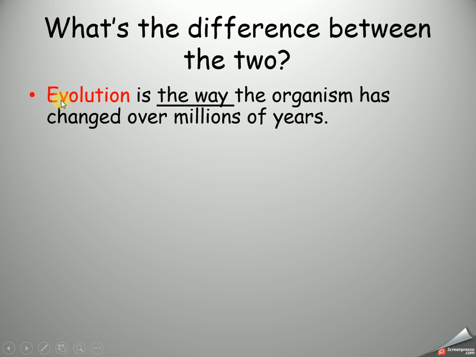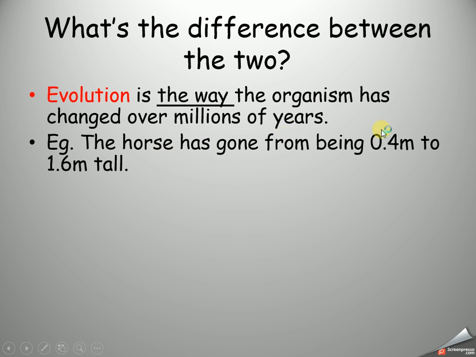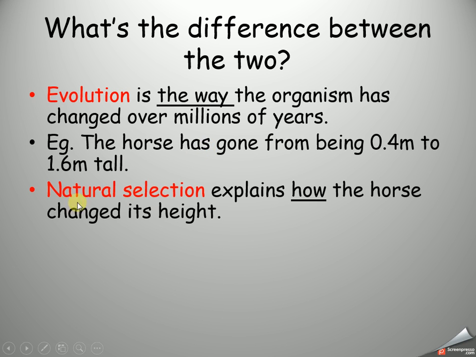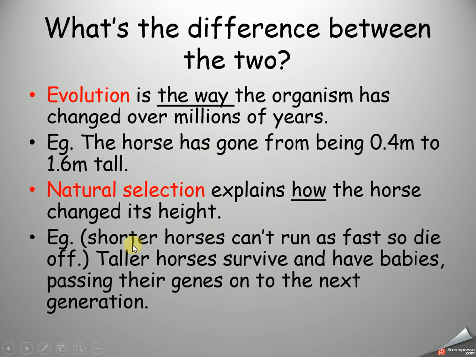What's the difference between the two? Evolution is the way the organism has changed over a million years, i.e. the horse has got taller, gone from 0.4 to 1.6. Natural selection explains how the horse changed its height. E.g., shorter horses can't run as fast, so die off, i.e. get caught by predators. Taller horses survive, have babies, and pass on their genes to the next generation. That's what it's all about.